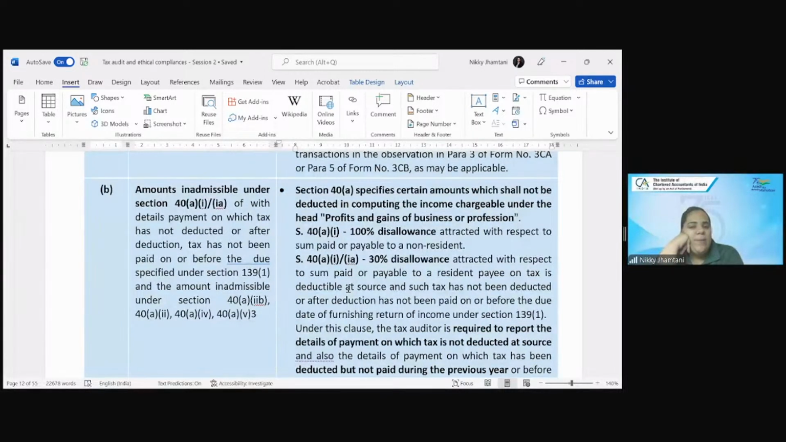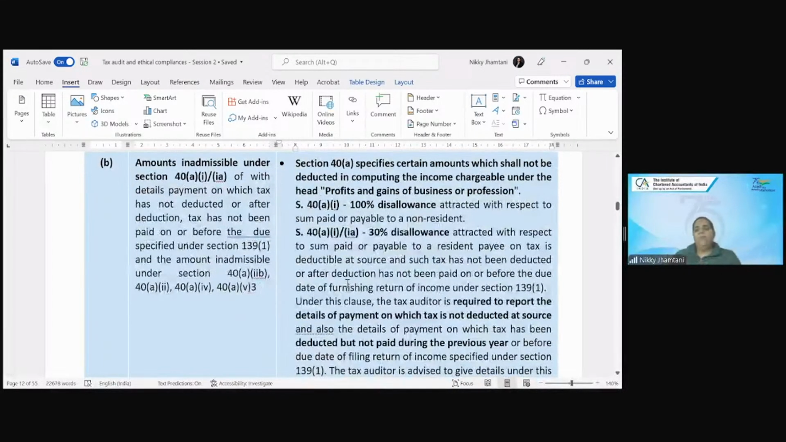So 40A specifies certain amounts which will not be deducted in computing the income chargeable under the head PGBP. 40A(i), 100% disallowance attracted with respect to sum paid or payable to a non-resident. 30% disallowance attracted with respect to sum paid or payable to a resident payee on tax deductible at source, and such tax has not been deducted or after deduction has not been paid on or before the due date of furnishing of return of income.